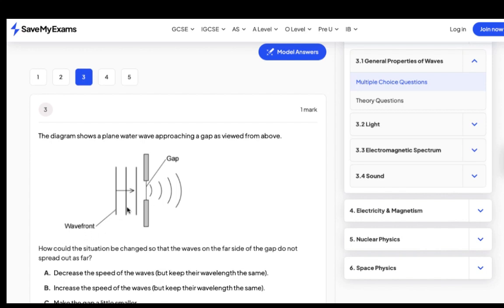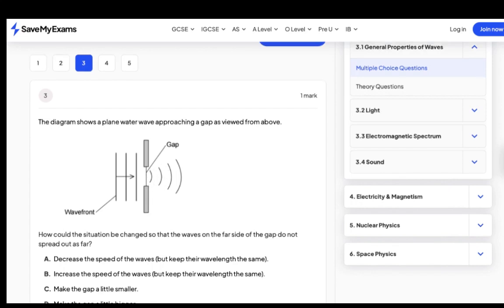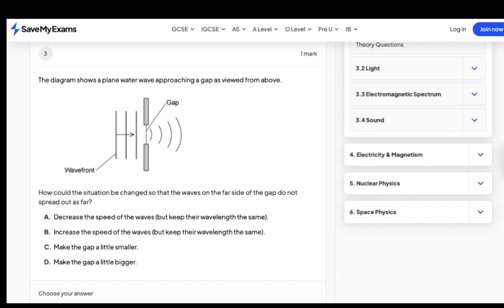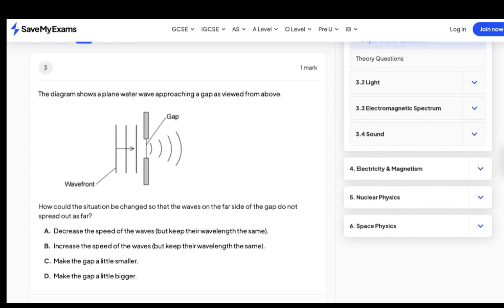Okay, these are the wavefronts. Now, how could the situation be changed so that the waves on the far side of the gap do not spread out as far? If you don't want them to spread out as far, you increase the gap between the barriers. Decrease the speed of the wave but keep the wavelength the same? No, I don't think so. If you don't want much diffraction, make the gap a little bigger, right? So we've answered this one.